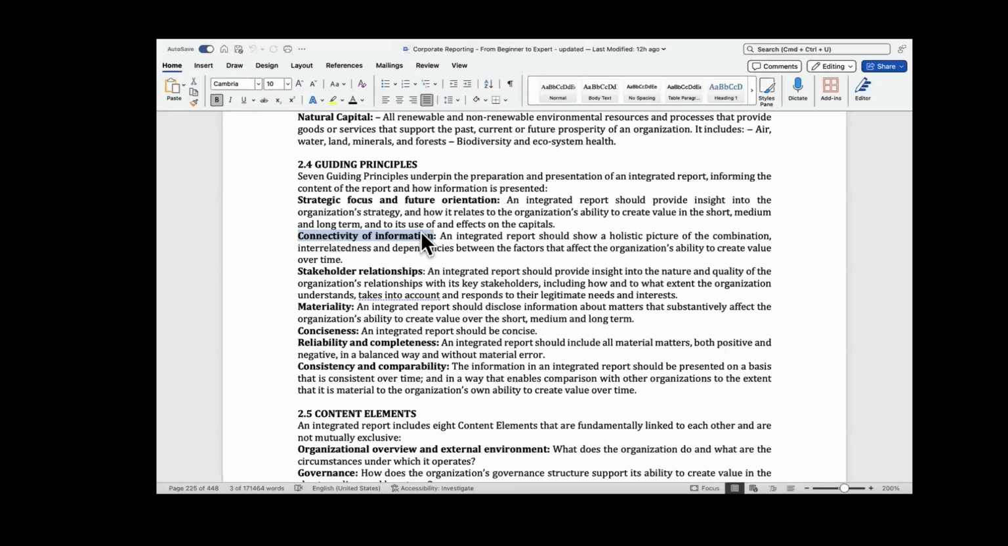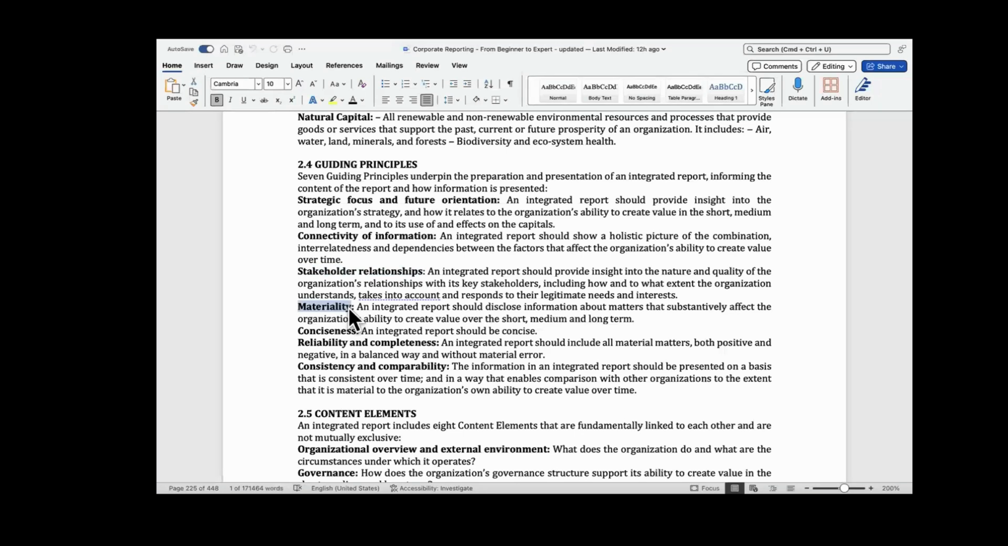You need to connect. There's connectivity. You need to be able to tell a story that users can follow. Also, integrated reporting is all about telling us about your relationships with stakeholders, employees, communities, governments. What is the quality of your organization's relationship? Tell us about it.